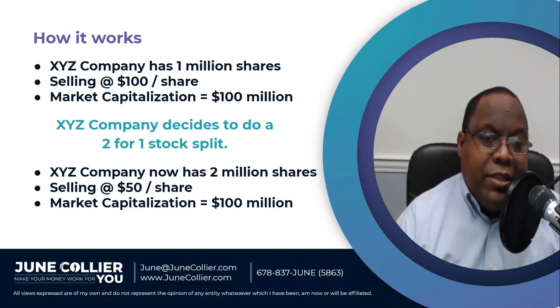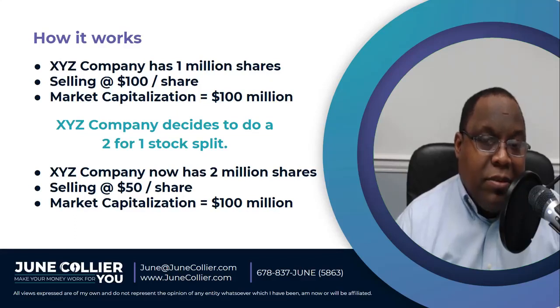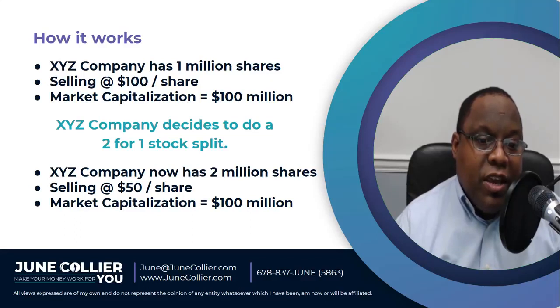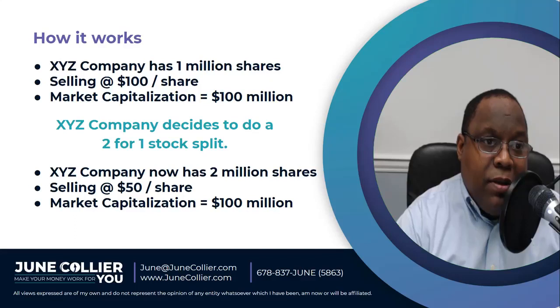And anytime you do a stock split, it also affects the price per share. So now instead of $100 per share, it's selling at $50 a share. But notice that the market capitalization is the same. 50 times 2 million shares is $100 million in market capitalization. So it does not affect the market capitalization. There's just more shares of this particular stock in the marketplace.